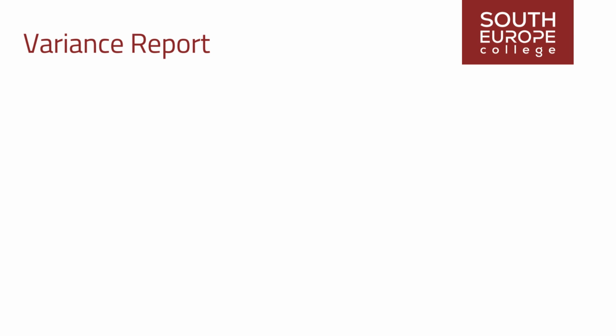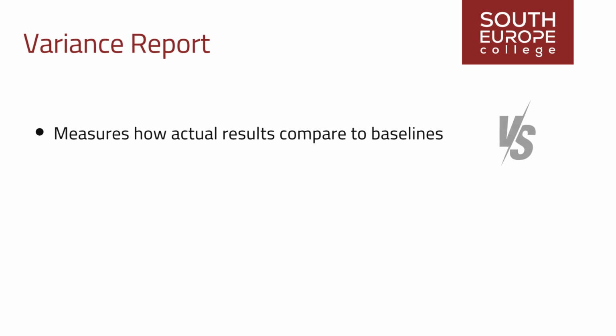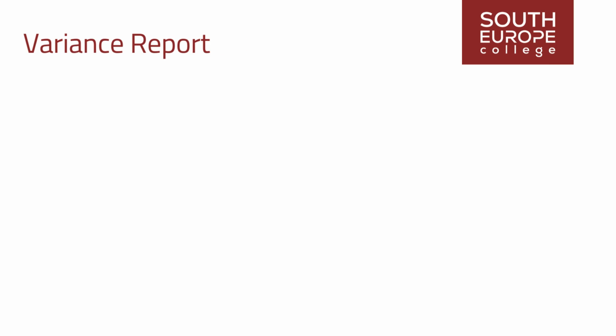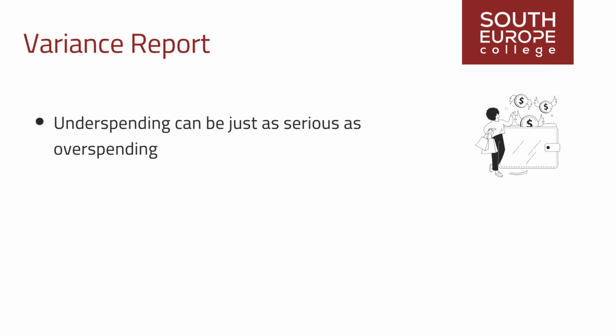Variance reports measure how actual results compare to baselines or how far from the expected number they are. It is important to understand that although time flows at a consistent rate, the rate at which a project is expected to complete work or spend capital varies according to the plan that has been laid out. Underspending can be just as serious as overspending as a project proceeds.